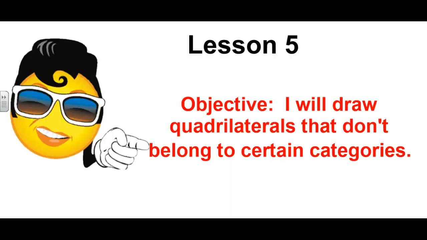Your objective for lesson 5 is: I will draw quadrilaterals that don't belong to certain categories. This lesson's not going to take us as long as the lesson before. It doesn't have as much to it, but you may need to go back to the lesson 4 paper that tells you what a trapezoid and a rectangle and a square and a rhombus is to help you remember, so you can draw quadrilaterals that don't belong in certain categories. But this one definitely is not going to take as long as the lesson before.